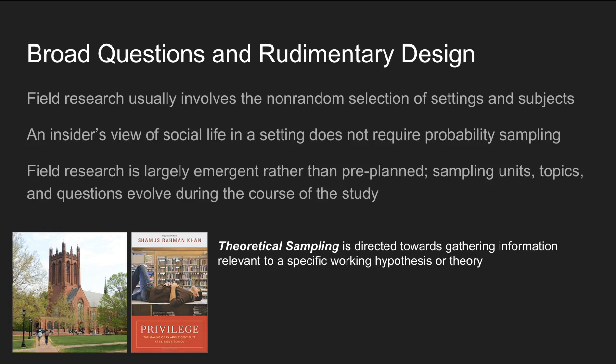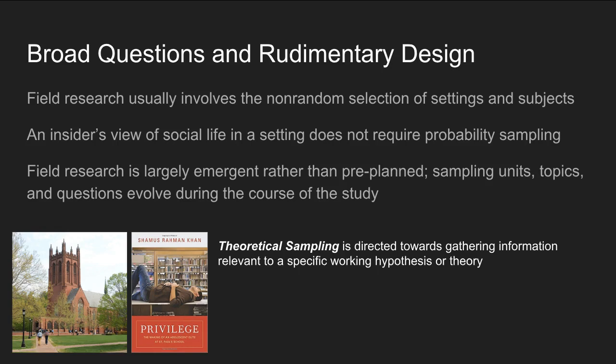Field researchers usually begin with very broad questions and a rudimentary design to their research. Unlike survey research, where the researcher will develop a sampling frame and have stages of selection for participants, and maybe there's a known probability of selection for all participants in a survey study, field research is very different. It often involves non-random selection of settings and subjects. These might be settings that the researcher has access to, or subjects that the researcher might learn about through their connections to other people. It's not absolutely necessary to have random selection of settings and subjects in a field research project. This is because an insider's view of social life, getting that kind of inside perspective, does not really require probability sampling.